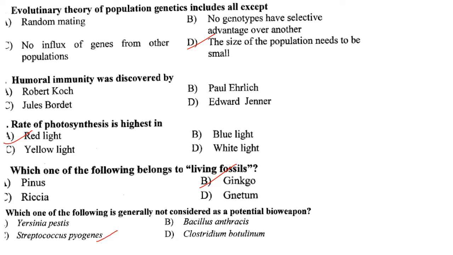Then, the rate of photosynthesis is highest in the case of red light. Which one of the following belongs to living fossils? It is Ginkgo that belongs to living fossils. Which one of the following is generally not considered a potential bioweapon? Streptococcus pyogenes is not considered a potential bioweapon.